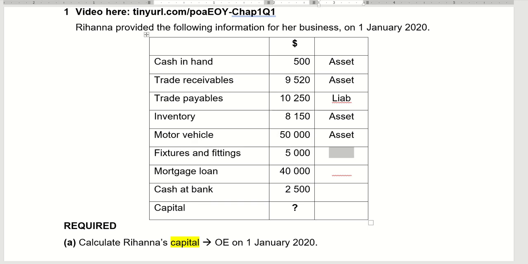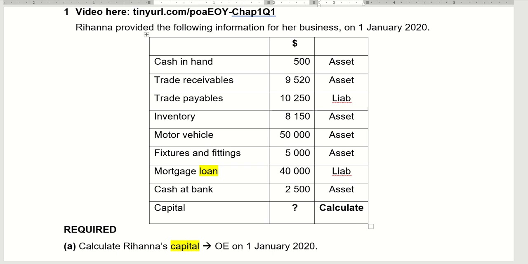Fixtures and fittings, your tables and your chairs, your furniture, or your lights, all these are your fixtures and fittings, is an asset. Mortgage loan, this word here, loan, tells you that it's like a bank loan. So a bank loan is a liability. Cash at bank is an asset. Now, what about capital? Capital has a bracket and a question mark here because they want you to calculate it, but capital is part of owner's equity.